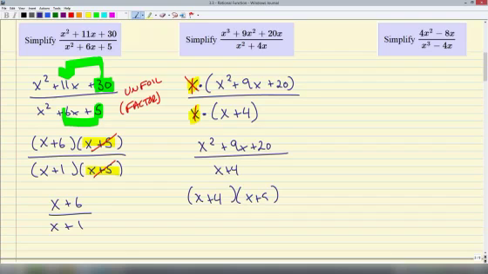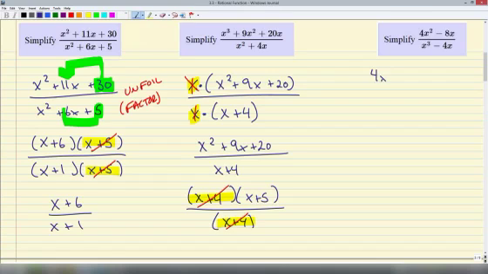X plus 4, x plus 5 divided by x plus 4. And then what happens? This x plus 4 and the x plus 4 in the denominator are going to cancel each other. Those entire chunks of stuff cancel, and you're just left with x plus 5.